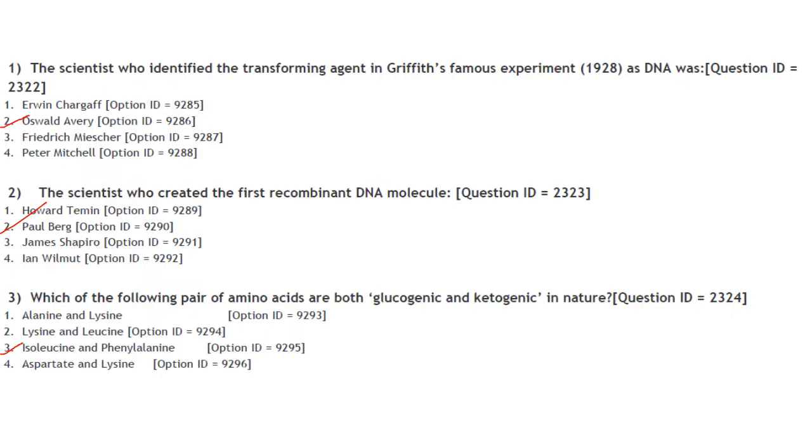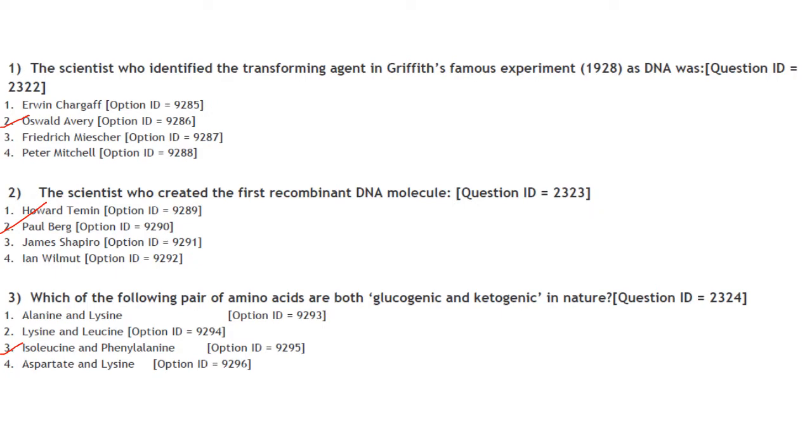So coming to the first: the scientist who identified the transformation agent in Griffith's famous experiment as DNA was Oswald Avery, by the Avery-MacLeod-McCarty experiment. Option 2: the scientist who created the first recombinant DNA molecule was Paul Berg, and he did it by inserting DNA from a bacterium into the virus SV40 DNA in 1972. So the answer here is option 2.